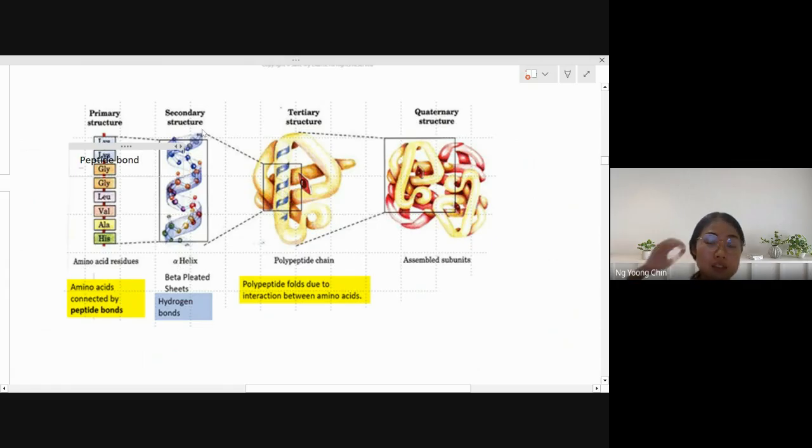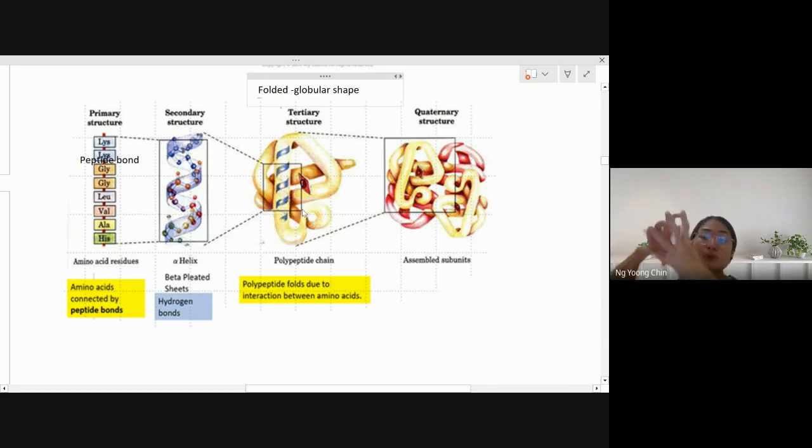And then they are further coiled together and folded, so they will form this tertiary structure. See, in this tertiary structure, they form a globular shape, 球体, globular shape. Just like a ball. The polypeptide chain is able to fold due to the interaction between the amino acids, due to a lot of bonds holding between the chains. So they will fold inward together.